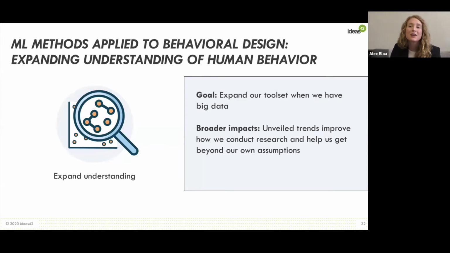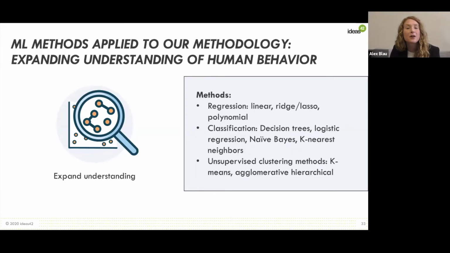And in doing that, there are lots of methods we can use, but the difference between expanding understanding and the other pieces of the portfolio is that here we're using more unsupervised models. That means unsupervised clustering methods like k-means clustering or agglomerative hierarchical clustering models, which basically don't require labeled data and allow us to explore relationships between individuals in a population without having a priori hypotheses about what matters.